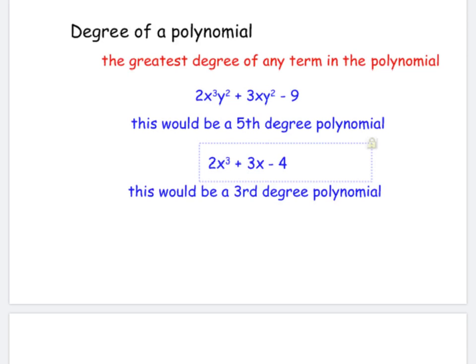If we're looking at the example 2x cubed plus 3x plus or minus 4, this one would be a 3rd degree. This term would be a 1st degree, and then that would not have a degree as it's a constant term, so that would be a 3rd degree polynomial.